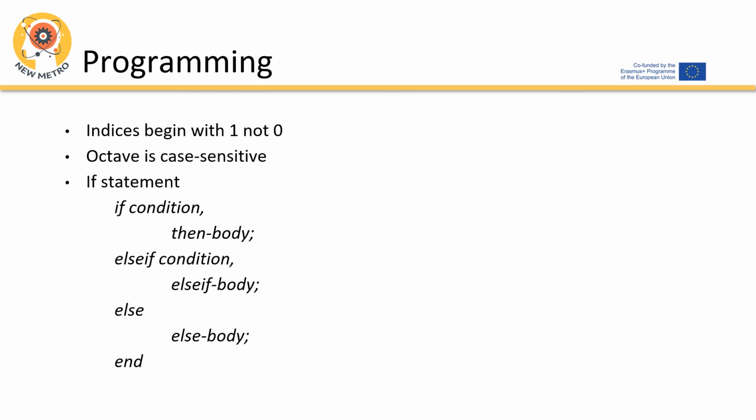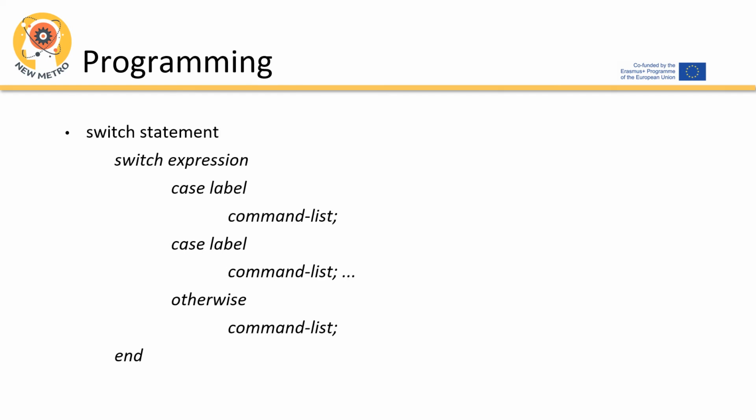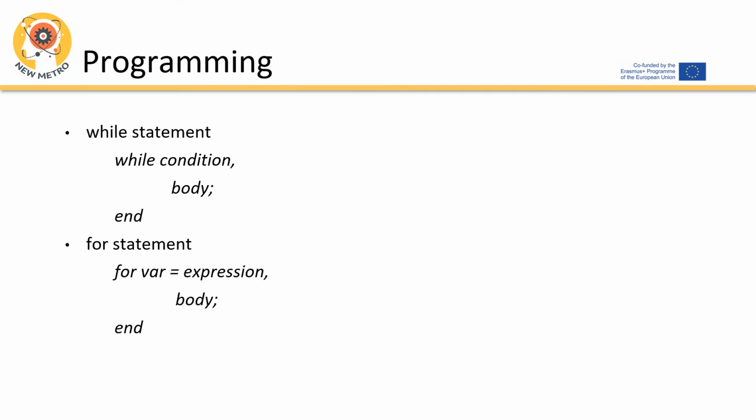We have the if statement, where we can see below: if condition, then body, else if condition, else if body, else body, and end. The switch statement is: switch expression, case label command list, case label command list, otherwise command list, and end. We also have the while statement, where we have while condition, the body of the statement, and the end. And for the for statement, for variable = expression, then we declare the body and end the for statement.